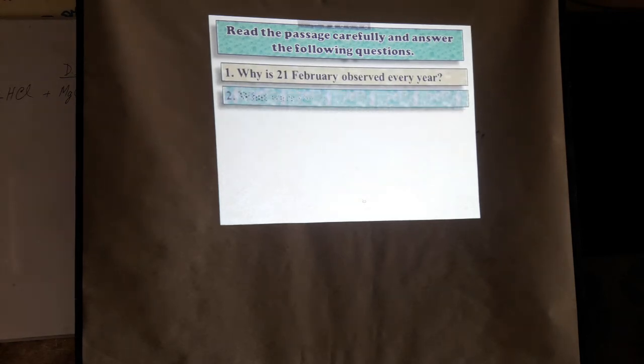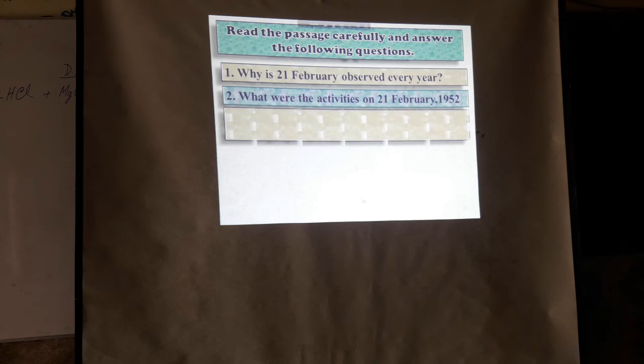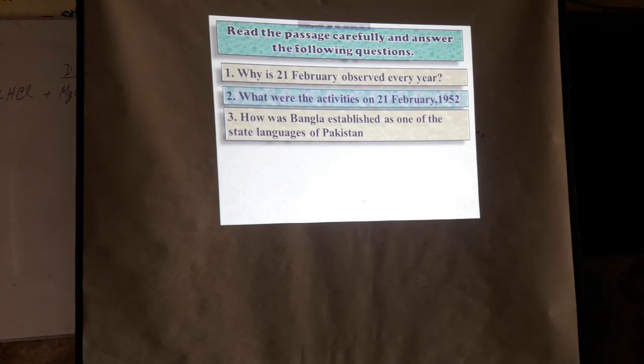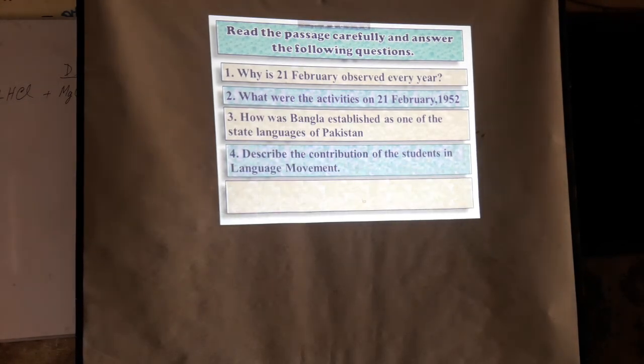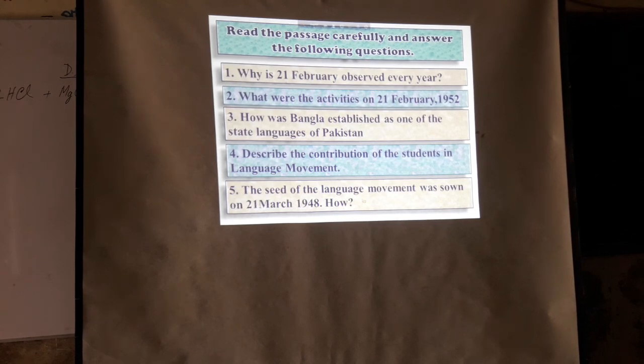Why is 21st February observed every year? Okay, these are the questions. And what were the activities on 21st February 1952? How was Bangla established as one of the state languages of Pakistan? Can you tell me? Just think. Describe the contribution of the students in the language movement. The seed of the language movement was shown on 21st March. How? I also described this, because seed means the initiative, the initial step. It was shown in 1948, because though the language movement happened in 1952, it was started from 1948.